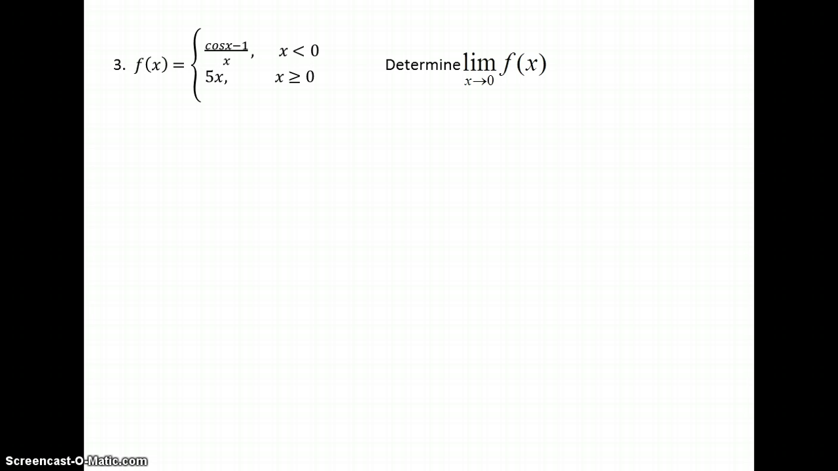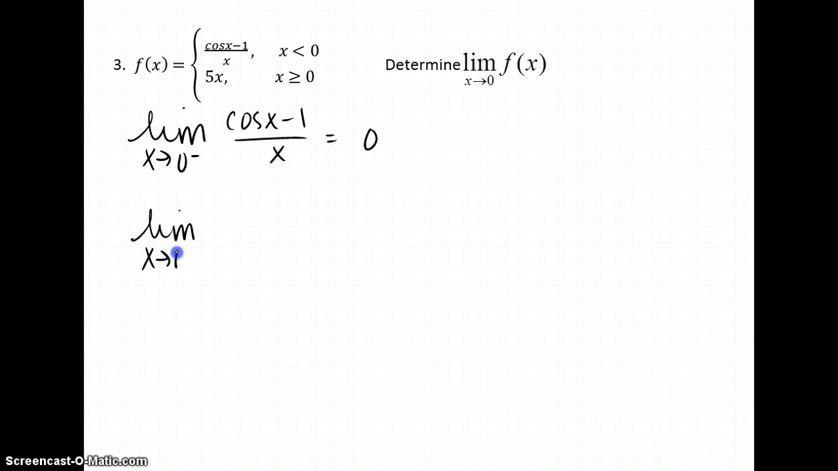For number 3, to determine the limit as x approaches 0, we again have to look at one-sided limits. With a piecewise function, the one-sided limits are determined by the domain. So for values less than 0, we would look at the trig function. This is one of our special trig limits. So we know that limit to be 0.